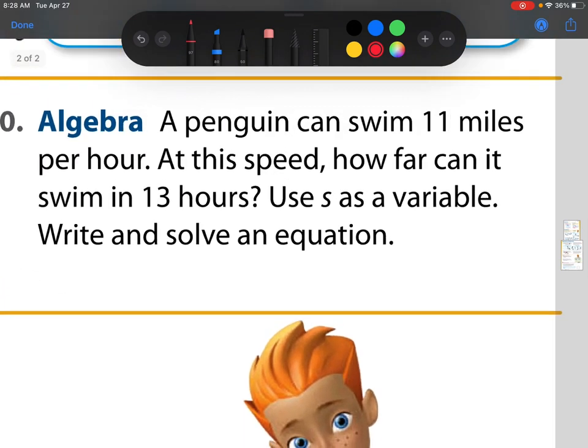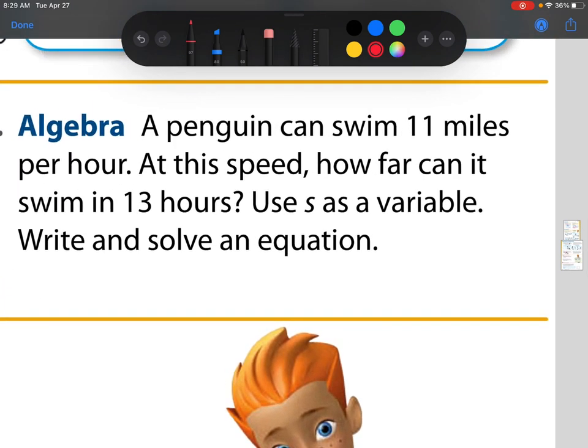A penguin, I love penguins, can swim 11 miles per hour. So let's highlight that. And actually, I'm going to do a different color. At this speed, how far can it swim in 13 hours? Use S as a variable. Write and solve an equation. So what do we have? Well, we have it can swim 11 miles per hour, and we're going to have 13 groups. So 11 and 13 groups, 13 hours. And that's going to equal S for swim.